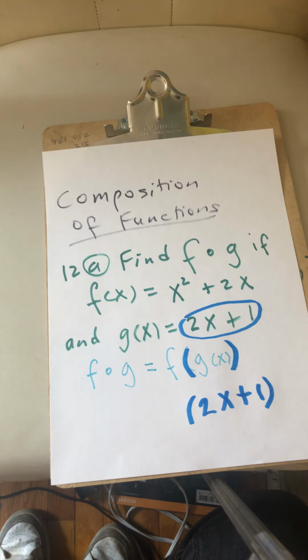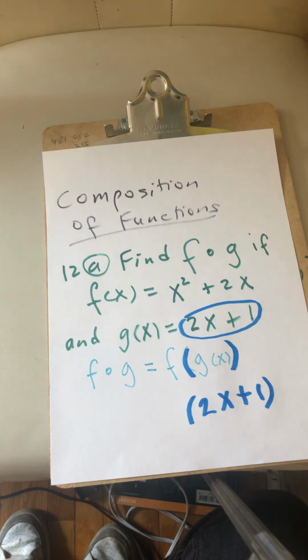All right, so let's move on to 12c. It's 12c. This time we're going to reverse the order. We're going to try to work with g composed with f. So, here we go. 12c. We're trying to find g composed with f.